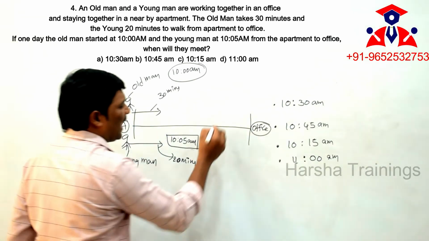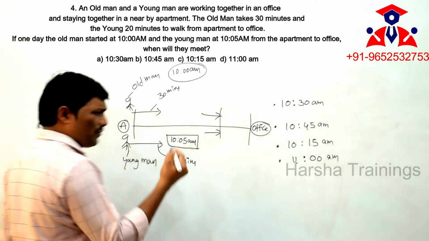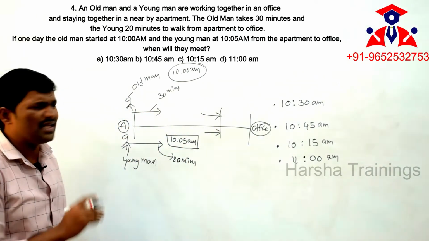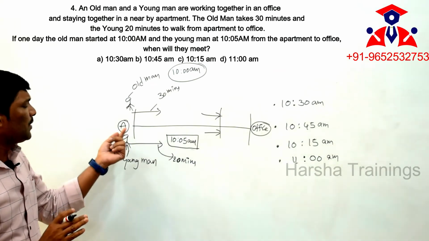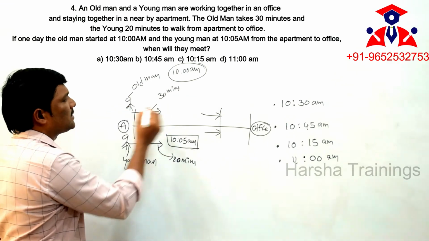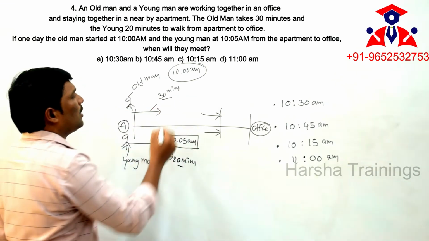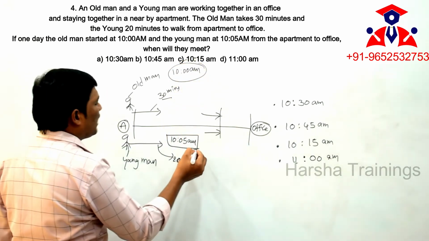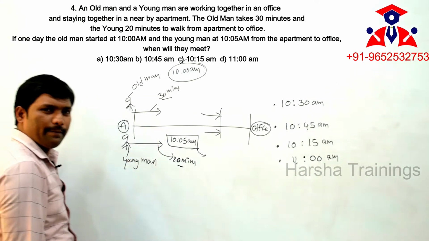When will they meet? I think it is very easy, guys. We can solve this question without pen and paper. First, look carefully, guys. The old man takes 30 minutes, the young man takes 20 minutes. One day the old man started at 10 a.m. and the young man started at 10:05 a.m. At what time will the two persons meet?